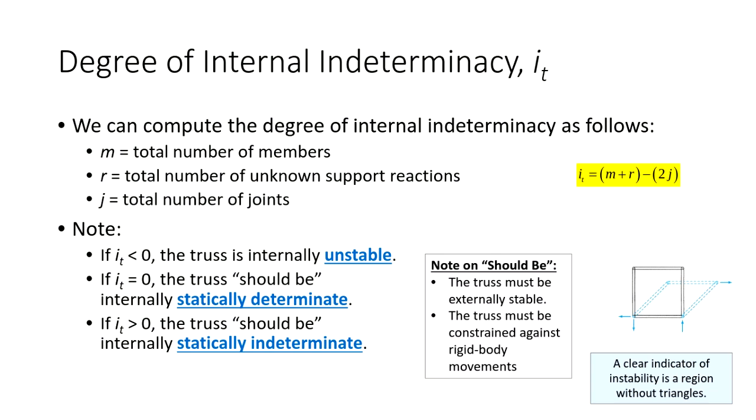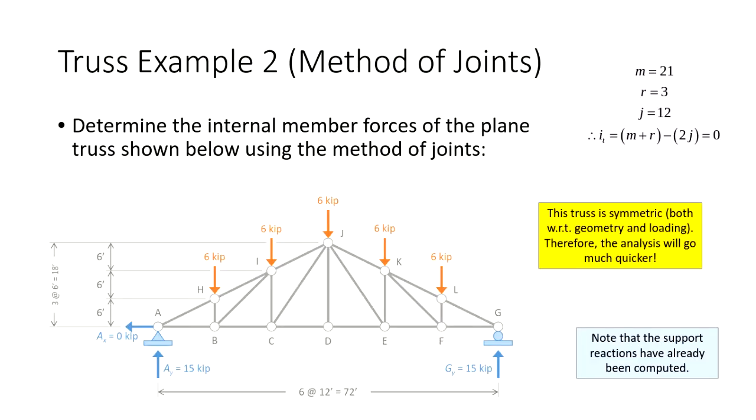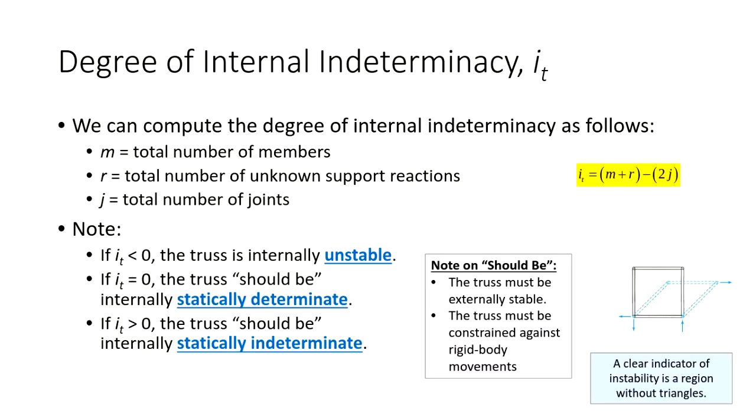and here's the literal definition. The truss is internally stable if the truss is constrained against rigid body movements. And that's admittedly a bit tough to just see when you just look at a truss, okay? A clear indicator if your truss is unstable internally is when there's a region that doesn't have triangles. Like if you look at trusses, like our example, there's triangles all over the place, okay? If you have a region in your truss that is devoid of triangles, typically that means that the truss is unstable. Because like if you look at this image here on the bottom right, and you take that truss and you just apply a lateral load, it's just gonna, boom, it's just gonna fall over.